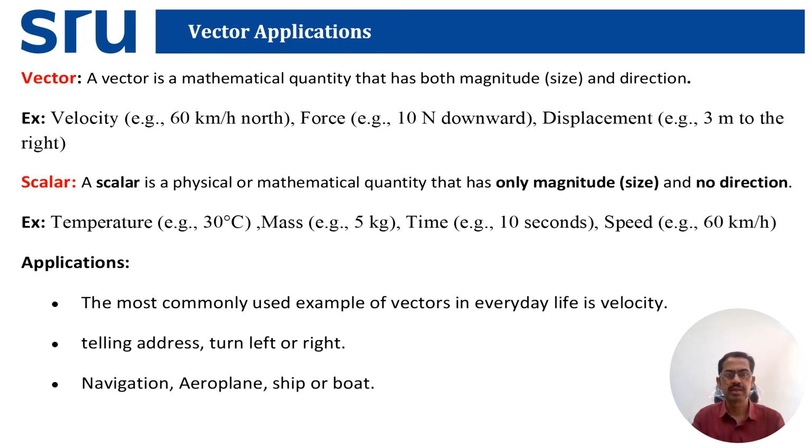So what is the definition of a vector? A vector is a mathematical quantity. It has both magnitude, meaning size, and direction. For example, velocity. Velocity means, for example, 60 kilometers per hour in the north side or south side. The vehicle travels 60 kilometers per hour in the north or south, whichever is one direction.